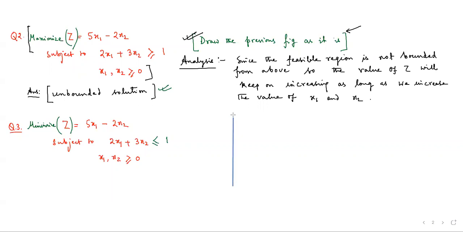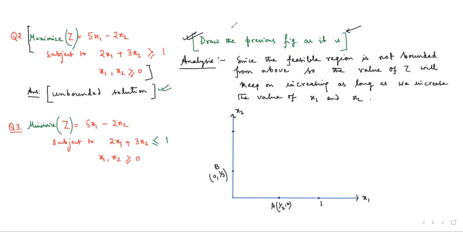So first of all, we will draw the axes as before. This is your x1 axis, this is your x2 axis, and you will mark these two points. You already know the straight line, so I don't have to recalculate. This is the point 0.5, 0, and if this is the point 1, then this point is B, which is 0, 1/3.